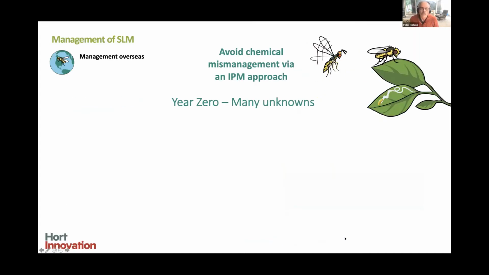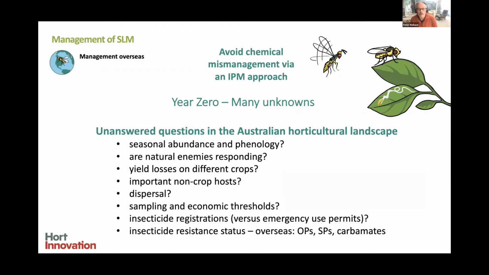In Australia, we're in year 0 and there are many unknowns. I can't sit here and tell you all the answers because, of course, nobody knows them. The Australian horticultural landscape is varied. What will the seasonal abundance be? What will the phenology of the pest be? It'll vary from region to region. We need to know. We've only been going for 2 months, so we don't really know yet. Are the natural enemies responding?